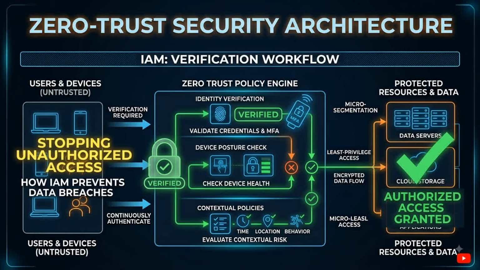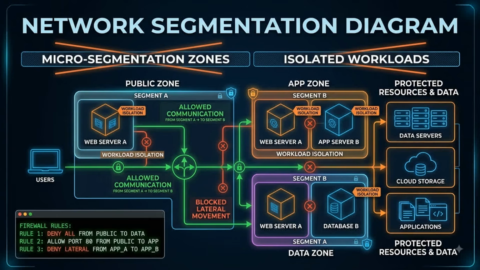The user gains access only through least privilege access. Least privilege means the user gets only the permissions they need, not more, not less, just enough to do their job. This is how zero trust prevents unauthorized access. This is how zero trust prevents data breaches.